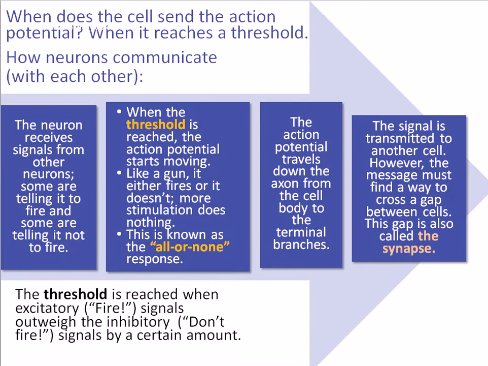The action potential travels down the axon from the cell body to the terminal branches. The signal is transmitted to another cell. However, the message must find a way to cross a gap between cells. This gap is called the synapse.